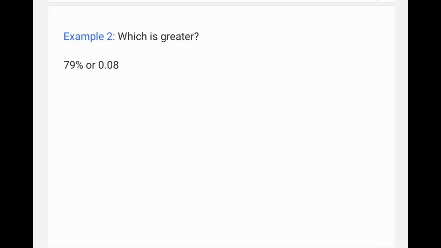In example 2, it's asking us the same thing, which is greater. This one has 79% and then 0.08 decimal-wise. So again, we want to convert one of them so that way they're in the same format. So again, we need to be in the same format. So this time, let's change our percentage into our decimal. So again, we want to use the rule of decimal and percent. And right now we are at 79% right here.